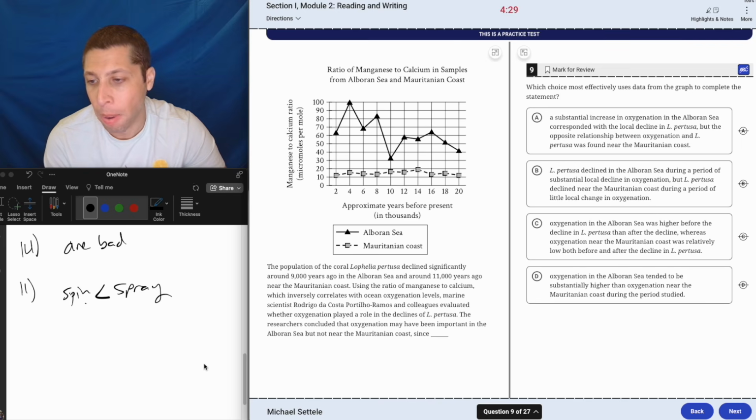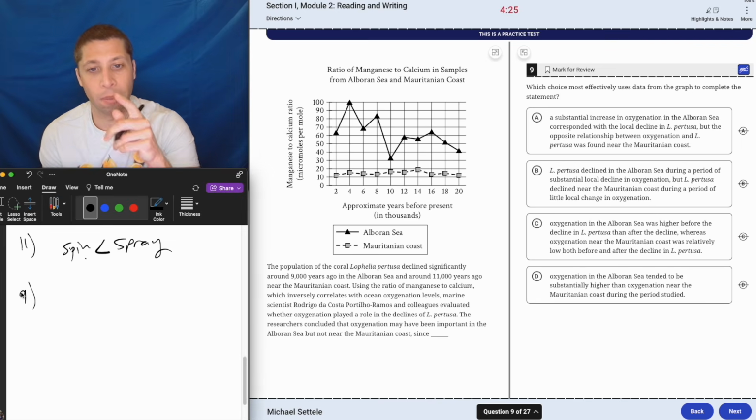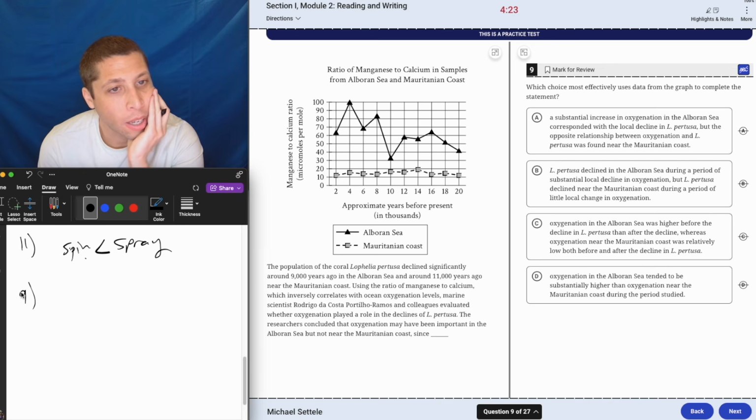9. All right. I remember this one being a nightmare. I don't remember why it's a nightmare. I think it's because there's something backwards about the chart. Complete the statement. The population of the coral declined significantly around 9,000 years ago in the Alboran Sea and around 11,000 years ago near the Mauritanian coast.